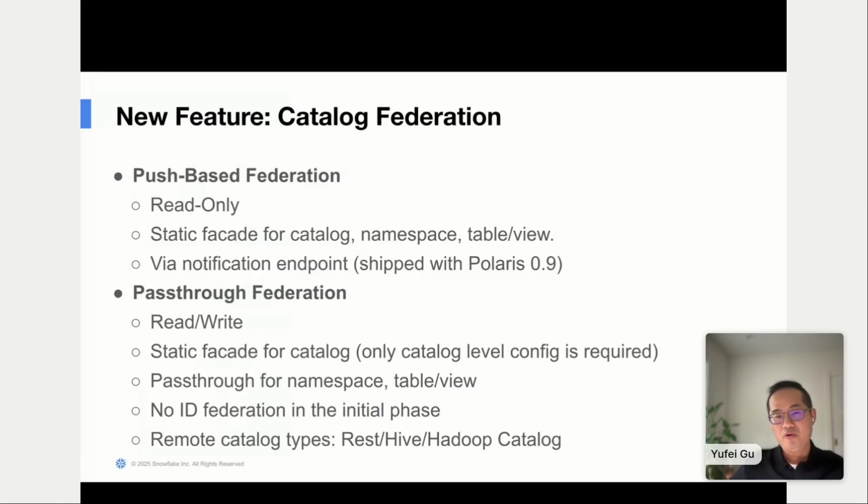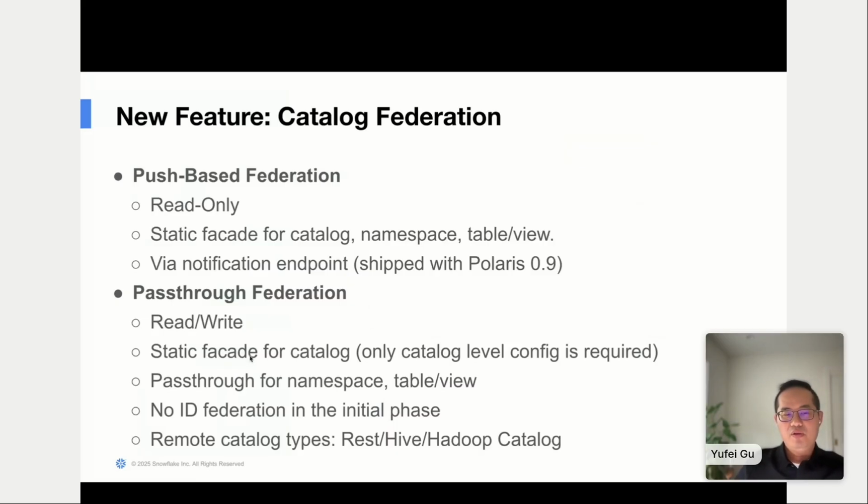And every time the remote catalogs can send the notification, send the change through the notification event endpoints, so that the catalog's namespace and table view within the Polaris can get the notification, get the change, and update the table accordingly. Another is pass-through federation, which is more advanced. It means you can actually have these external catalogs within Polaris and read and write into the remote catalogs.